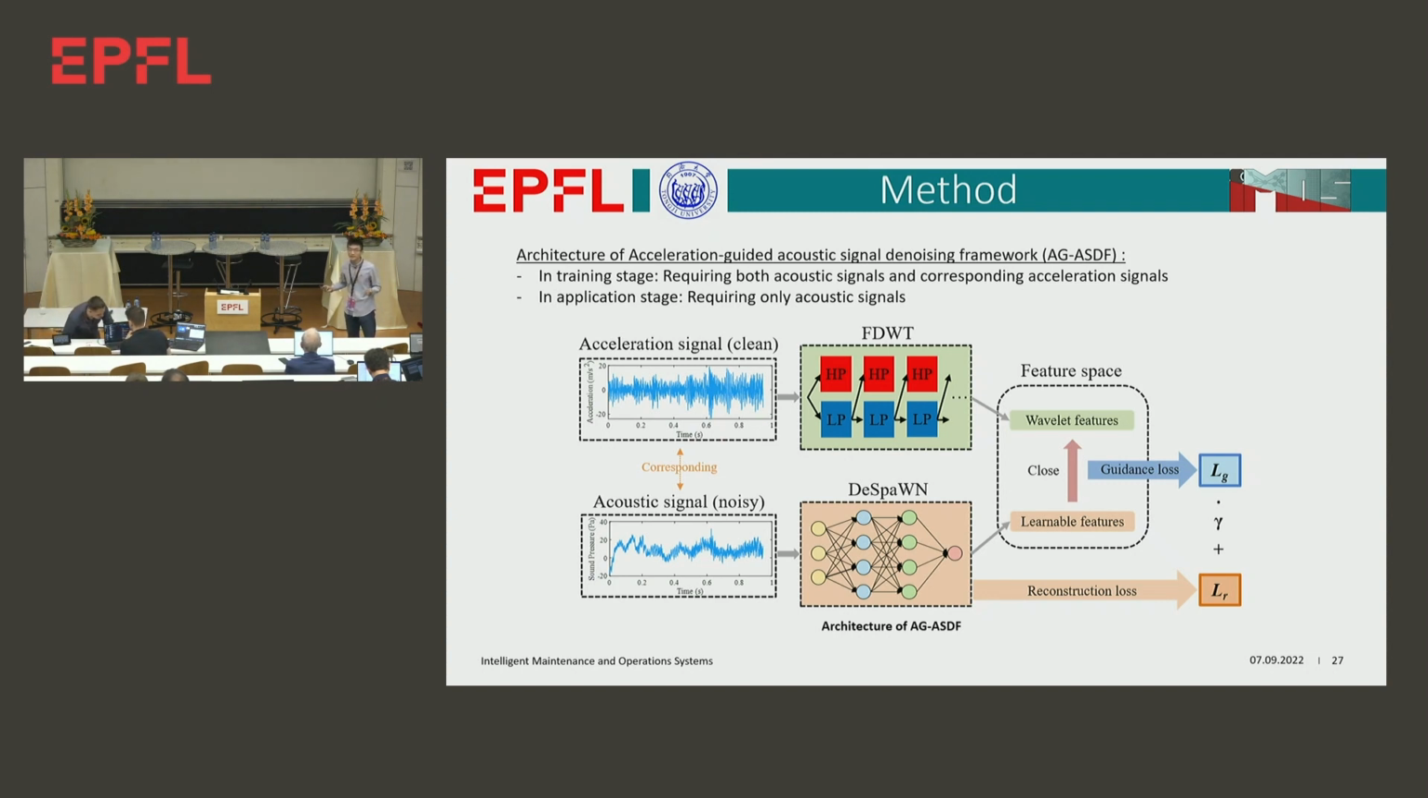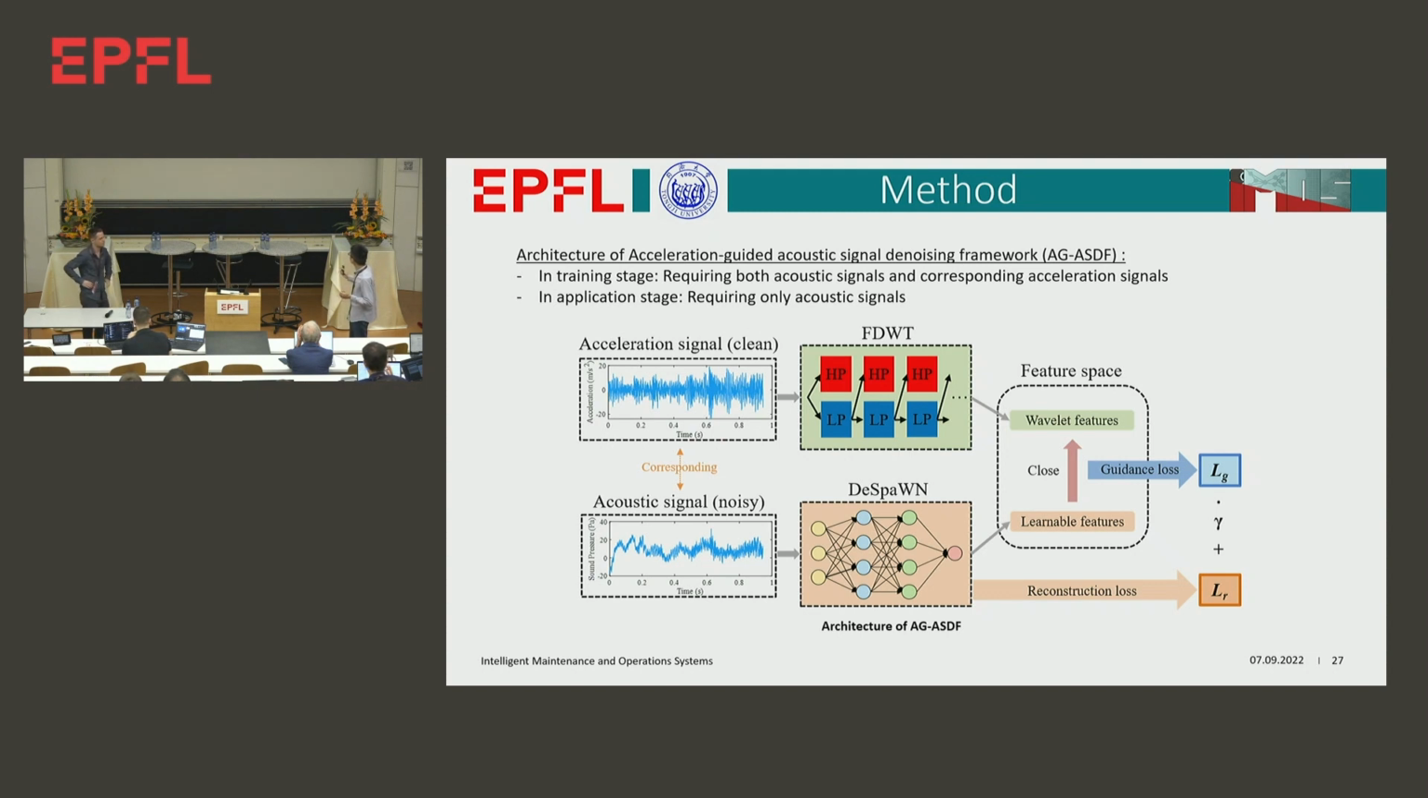We also call it AGASDF. And the input signals to the AGASDF are different for the training and application stages. In the training stage, the AGASDF requires both acoustic signals and the corresponding acceleration signals. The acceleration signal is passed through FDWT to be decomposed into wavelet coefficients, while the acoustic signal is fed into the deep model to produce learnable features.